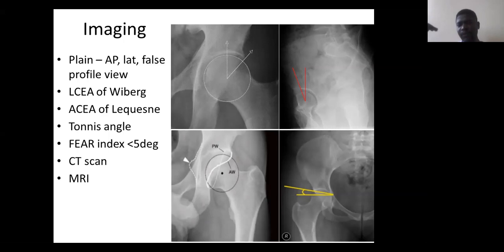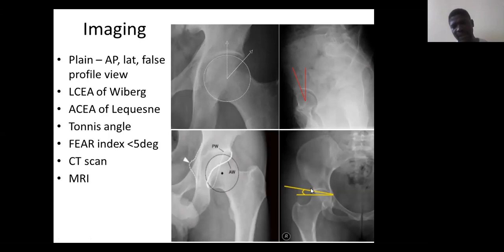Then also in a lateral view, the top right, that's the false profile view, we measure the anterior center edge angle. So these two angles help us to see that the patient has a superolateral and an anterior acetabular deficiency, which are hallmarks of acetabular dysplasia in DDH. Then, like I was mentioning, the bottom left X-ray is showing an overlap of the anterior wall and the posterior wall, which depicts retroversion.